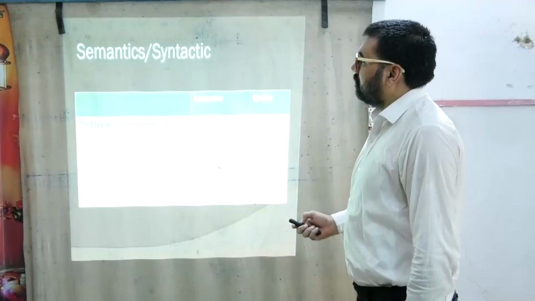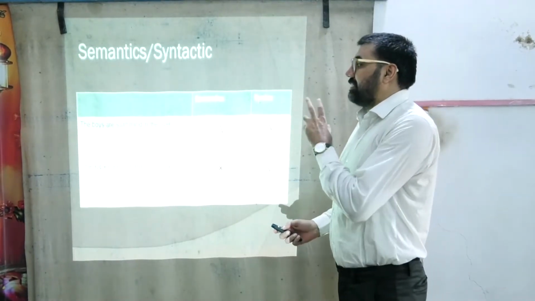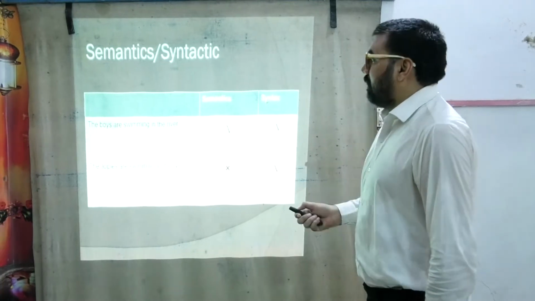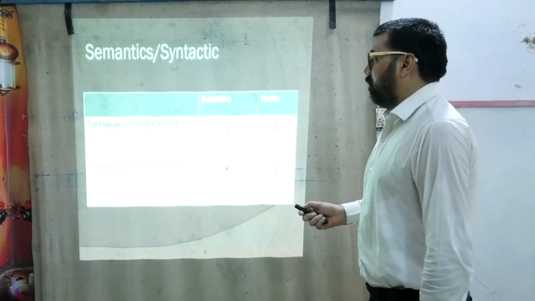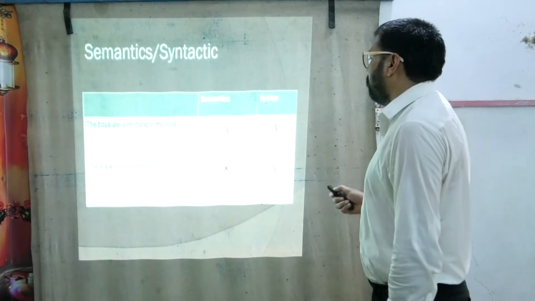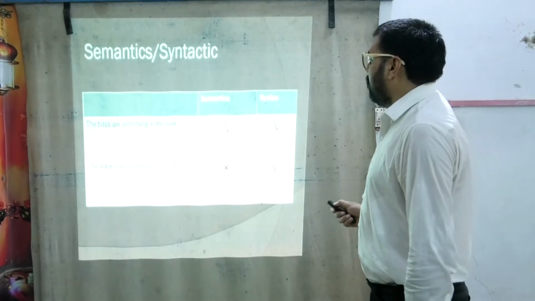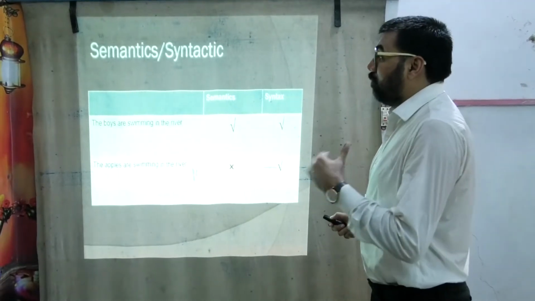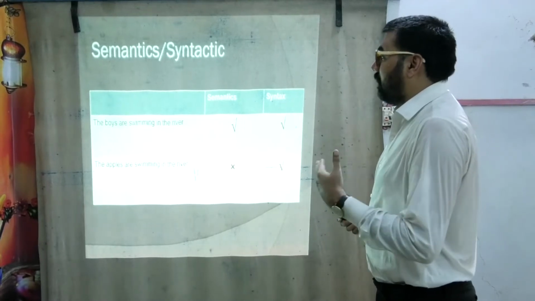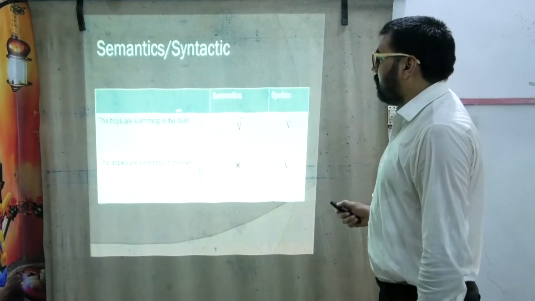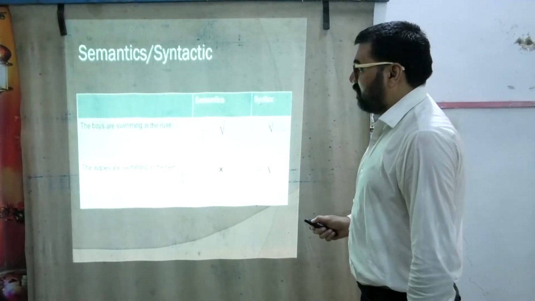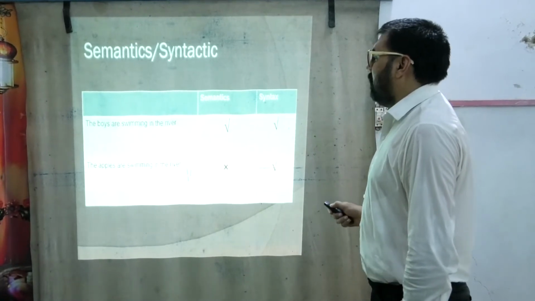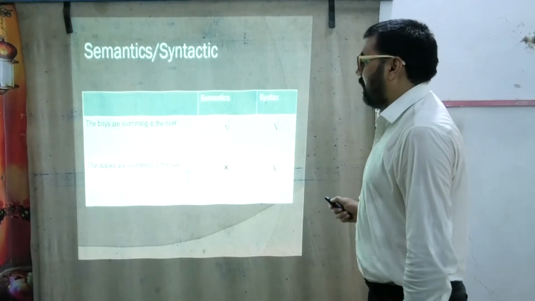Then we have an analysis between semantic and syntactic properties. Two sentences. Here, the boys are swimming in the river. If we see semantically or syntactically, both are right, because when we see the meaning of this sentence, the boys are swimming in the river, it means that the boys are doing something in the river. Then syntactically, we can see that first noun, then verb, then object. This proves that this sentence is semantically and syntactically right.